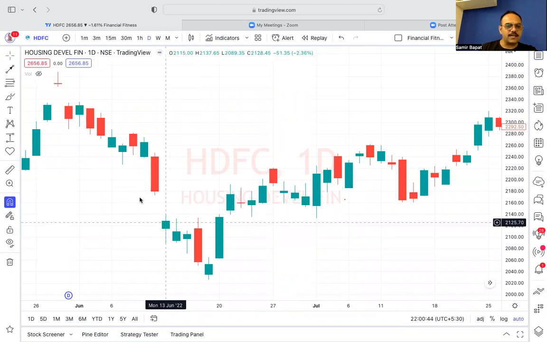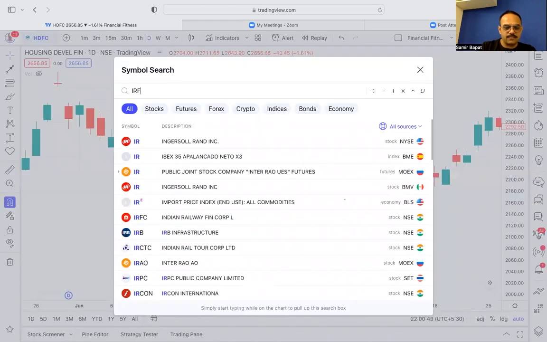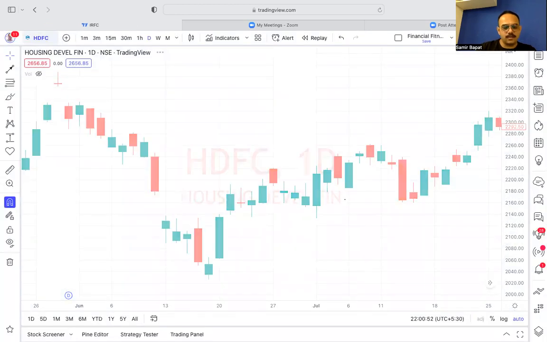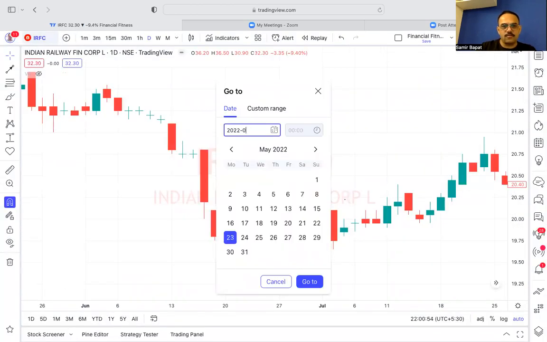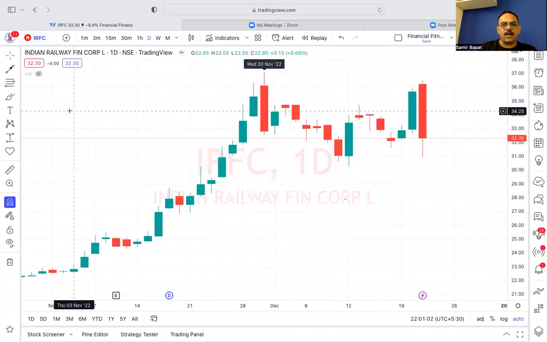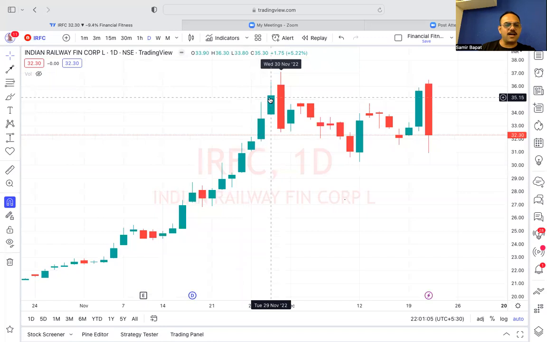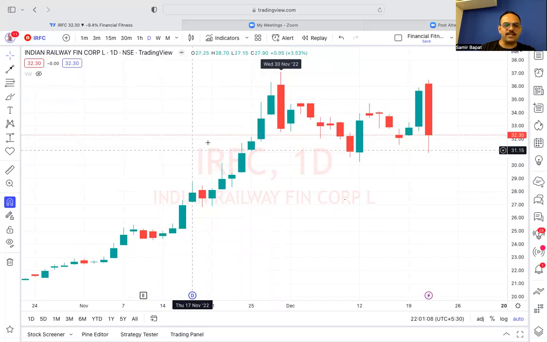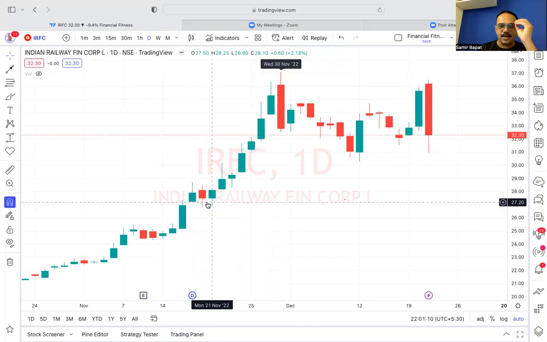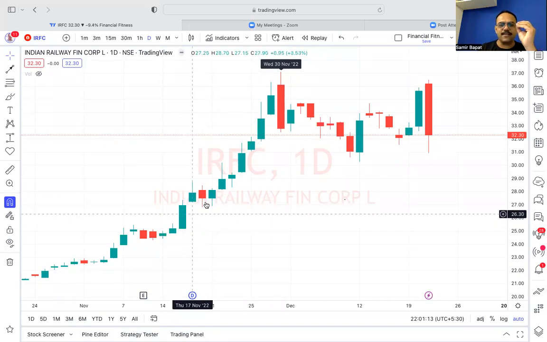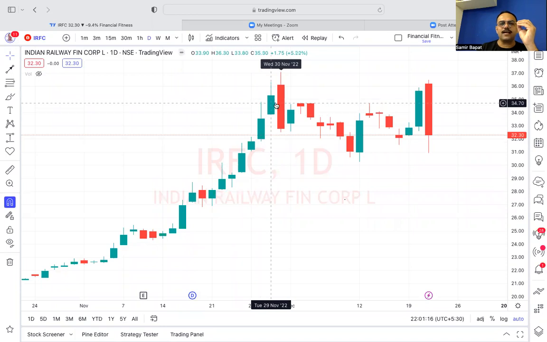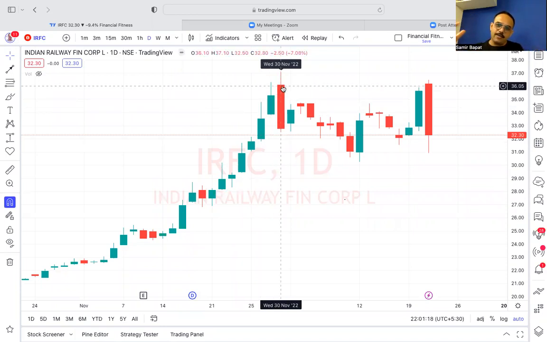Okay, HDFC. Okay, let's take IRFC, 30th November. November is 22/11, 30th. Okay. See, this is Divesh Goyal. He has shared this 30th November bearish engulfing. A classical bearish engulfing, where there was an uptrend. This is a green candle, and the full green candle body is engulfed by the red candle.